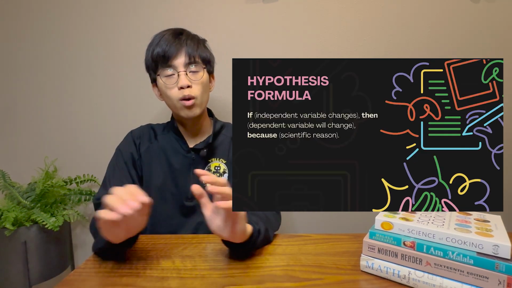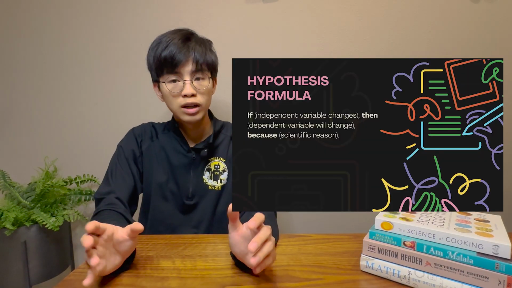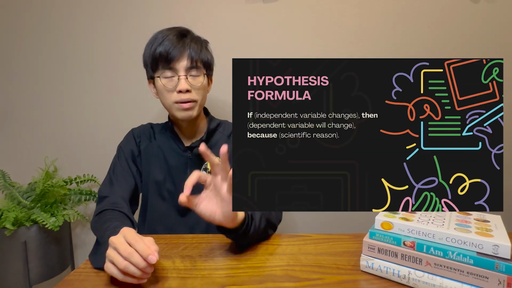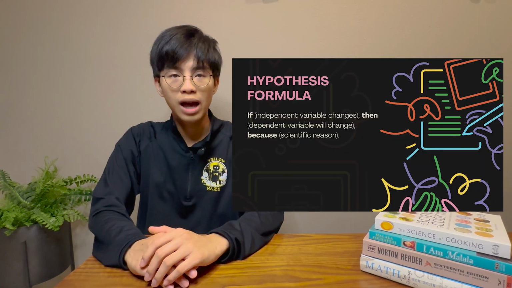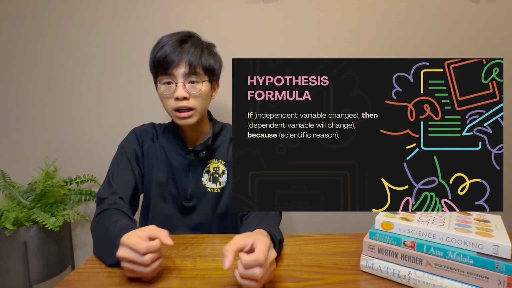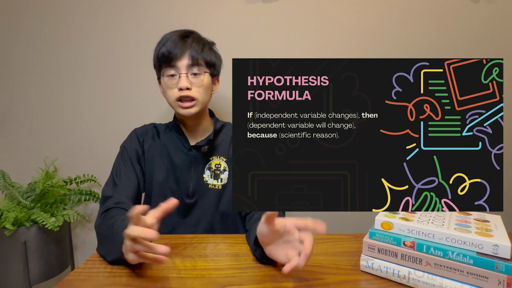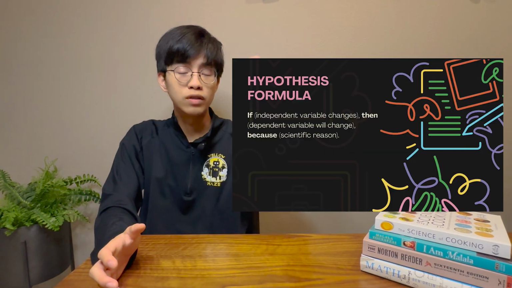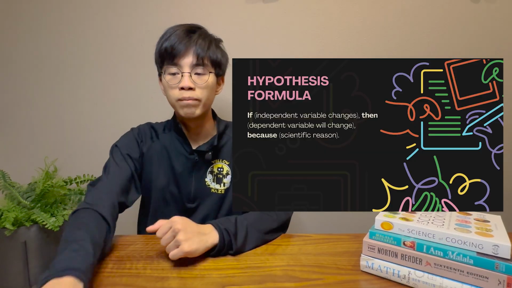Here is the simple formula for a hypothesis. If independent variable, then dependent variable, because scientific reason. If, then, because. Remember those three words. Every hypothesis should have those three words. But the formula is that if some kind of independent variable that you're changing changes, then something else will change because of a scientific reason. That scientific reason is based on the research that you've done in the past and from your knowledge.